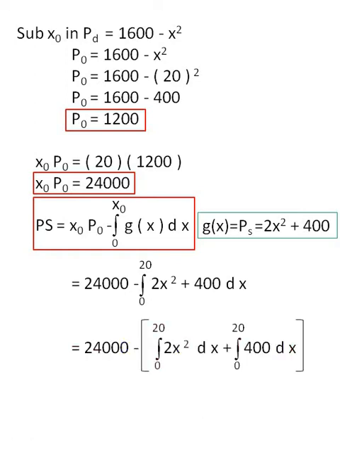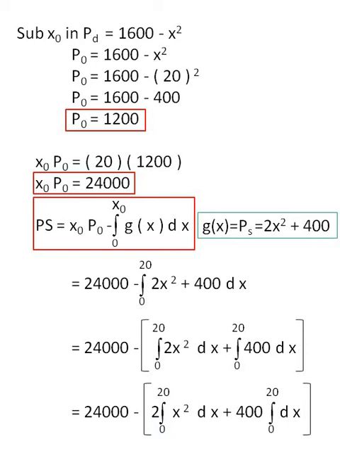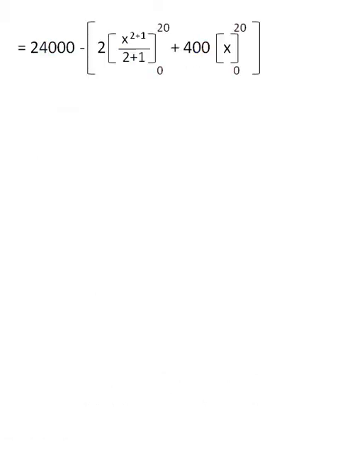24,000 minus, now we have to write the integrals separately. Integral from 0 to 20 of 2x² dx, plus integral of 400 dx. 24,000 minus brackets. Now we bring the constants out. So we are bringing 2 out: 2 times the integral from 0 to 20 of x² dx, plus here also we bring the constant out, 400 times the integral from 0 to 20 of dx.